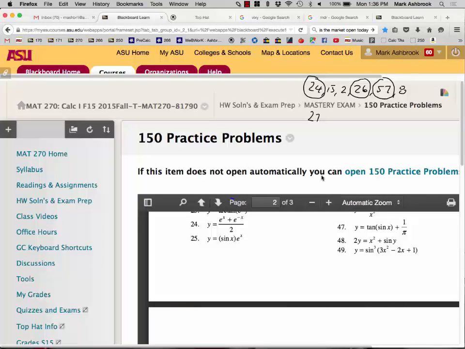All right, 24. Can everyone see it here? Okay, so the first thing I notice here is, we always want to ask on these more complicated ones, what's the overall structure? What's the big picture? Okay, so what is this structure or big picture?